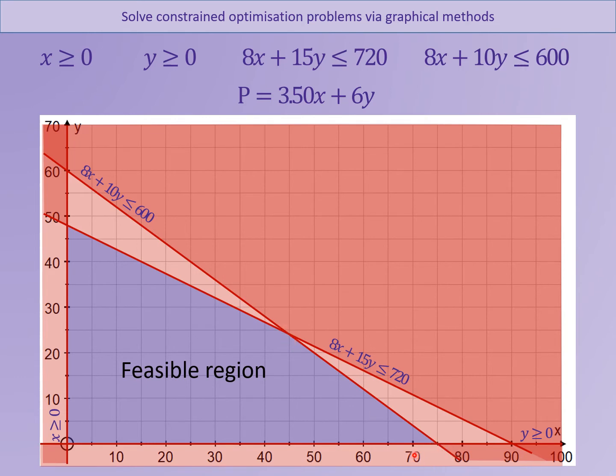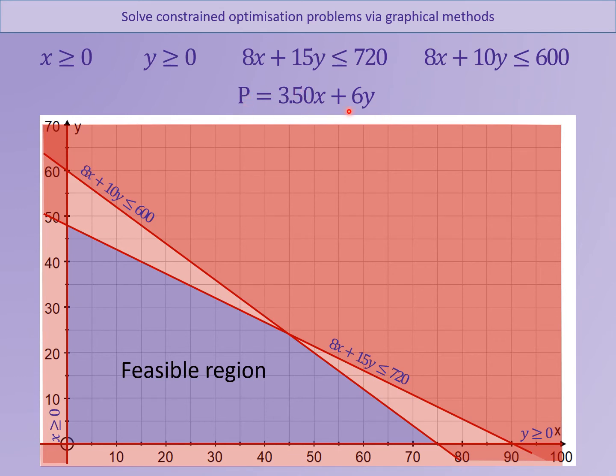This one here, you can see looks like 75, 0, so you can put that in there. This one here, which is a bit more messy because it's going to be the one that was 720 over 15, so you got that one there, and so on. You could check each of these points. And once you've done that, the one that gets the highest profit is going to be your maximum profit.